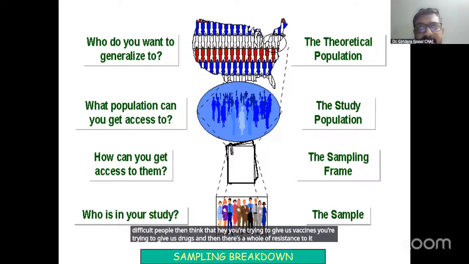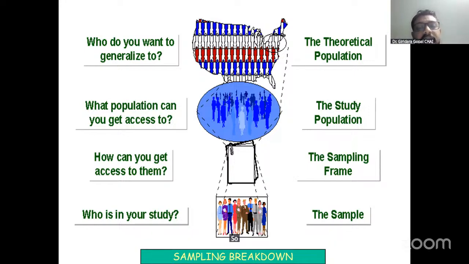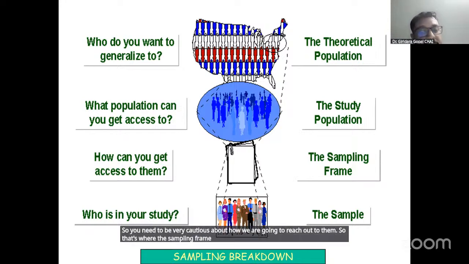Yes, of course, human ethics is there. So you need to be very cautious about how we are going to reach out to them. So that's where the sampling frame and the sampling methodology comes. And then the final people who then come out of this entire activity is your study sample.